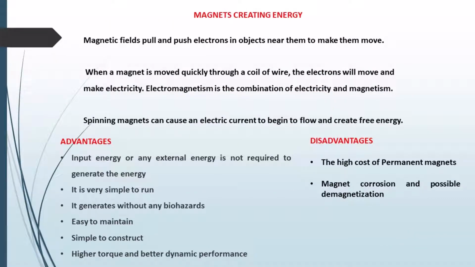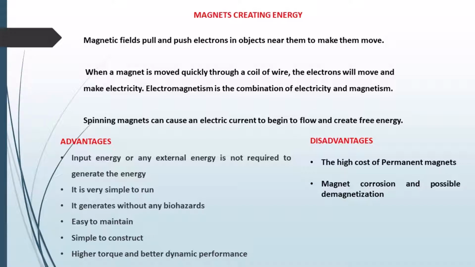Magnets creating energy. Magnetic fields pull and push electrons in objects near them to make them move. When a magnet is moved quickly through a coil of wire, the electrons will move and make electricity. Electromagnetism is the combination of electricity and magnetism. Spinning magnets can cause an electric current to begin to flow and create free energy.